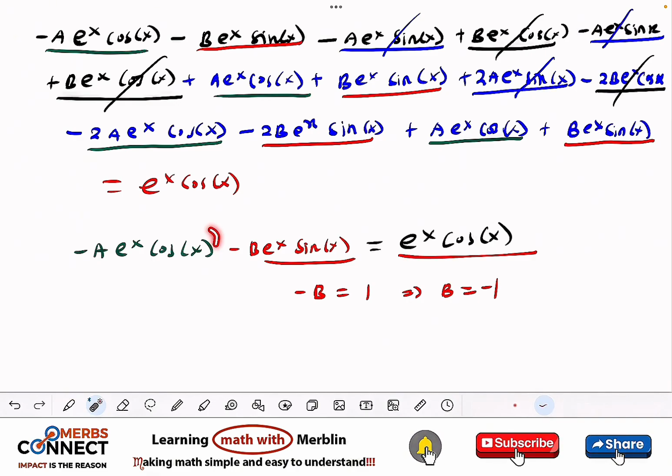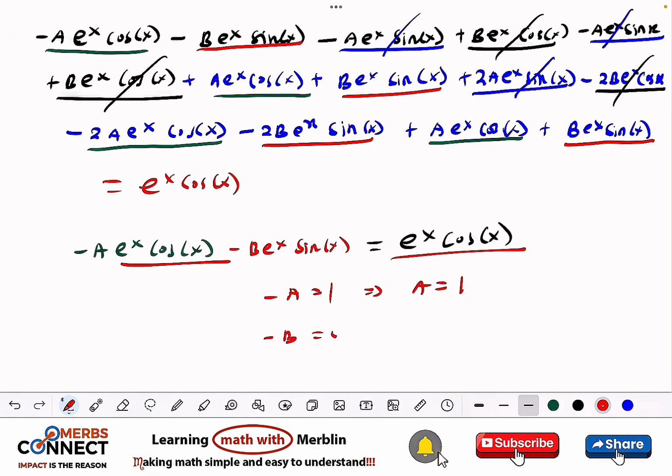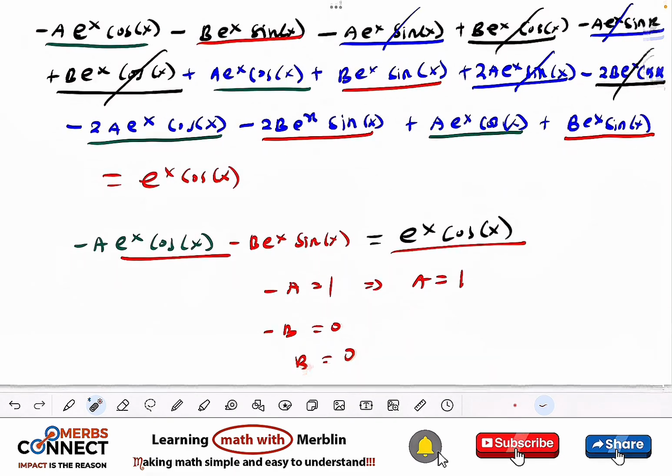Now e and cos again. Oops, this was not cos. So e and cos rather here. So minus a rather, which is equal to 1. This implies that a is equal to 1, and then minus b is equal to 0. So b should be 0 because we don't have anything with e and sine at the other side here.